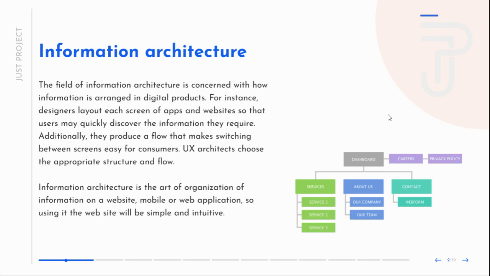For instance, designers lay out each screen of an app and website so that the user may quickly discover the information it requires. Additionally, they produce a flow that makes switching between screens easy for consumers. They help in constructing flows that make the screens easy for the consumers that come to the app or the website. A lot of people won't enjoy using an app that does not have information architecture. You understand? The people responsible for making an information architecture are called UX architects. A UX designer is also responsible for the information architecture. Information architecture is the art of organizing information on a website, mobile or web application.